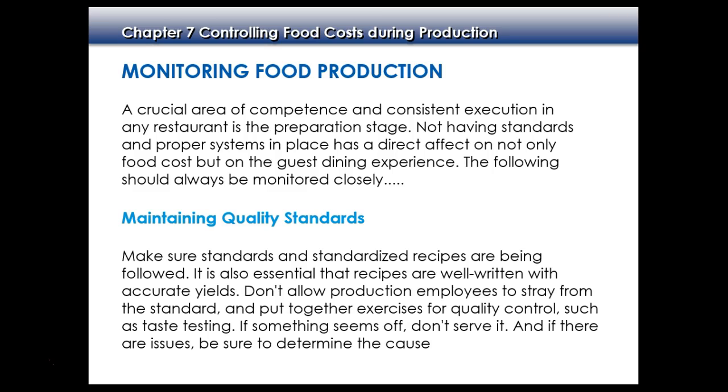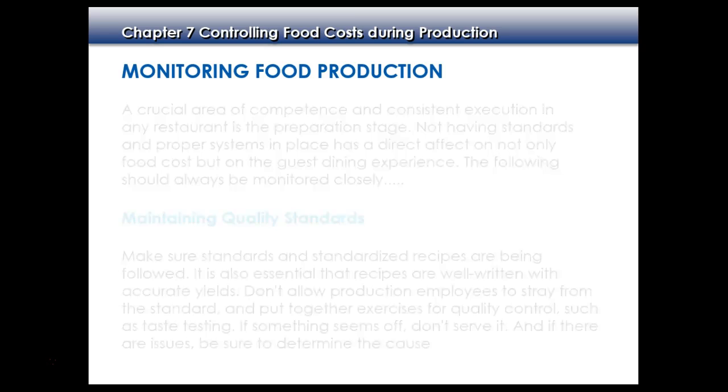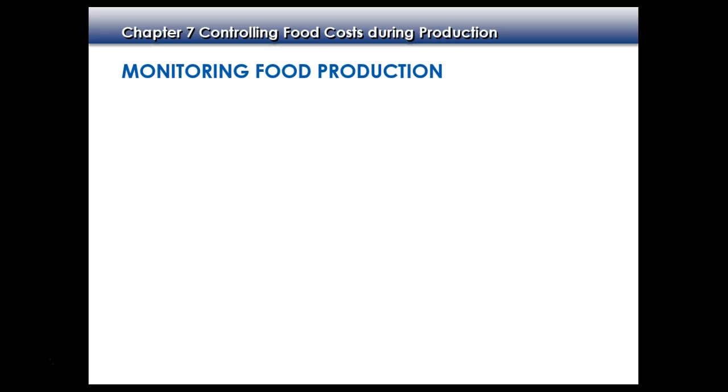It's all the same thing. You're checking your food before it goes out. If something seems off, don't serve it. If there's an issue, you've got to be able to backtrack and find out what's causing that issue. Maybe spices were improperly labeled and they used oregano instead of basil as a dried spice. Something like that.